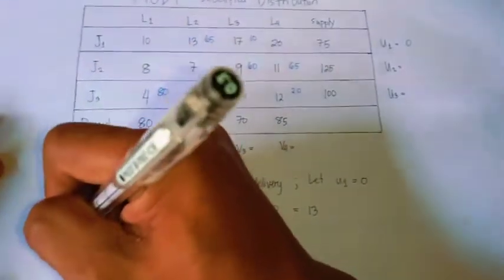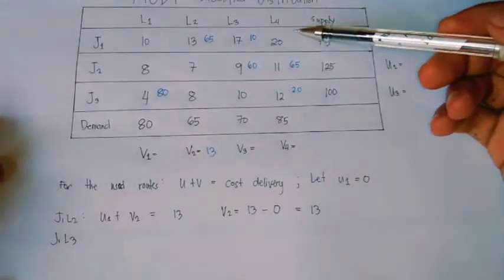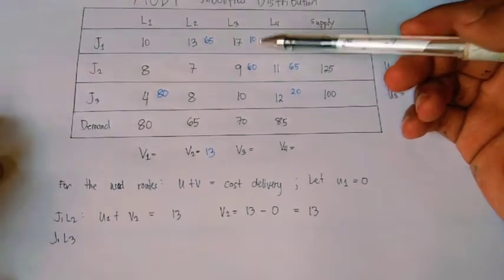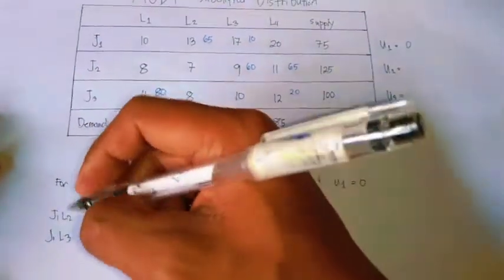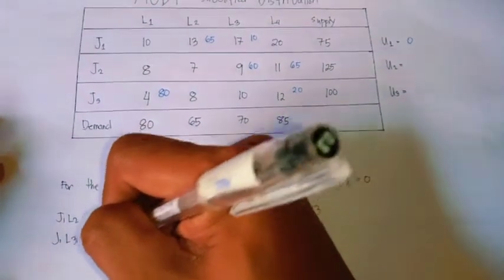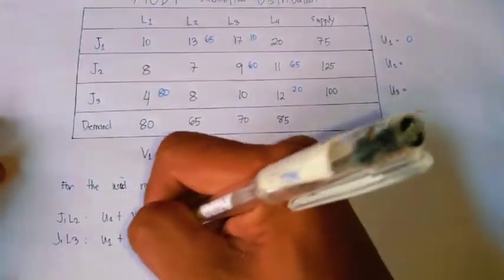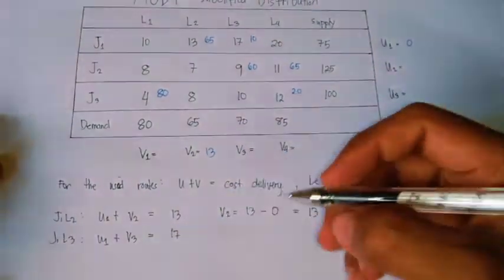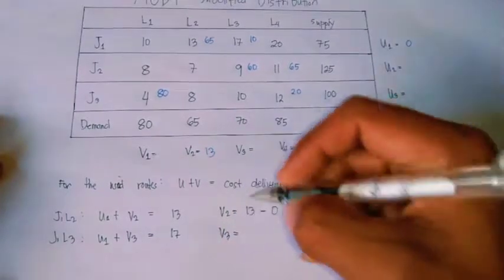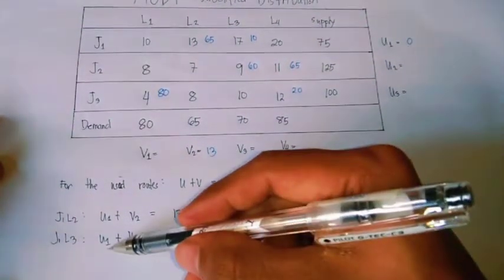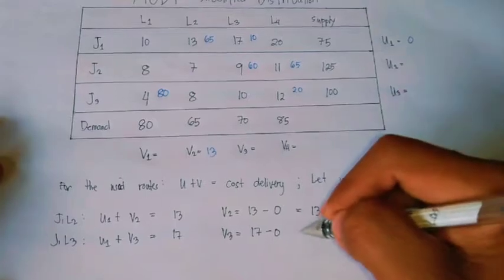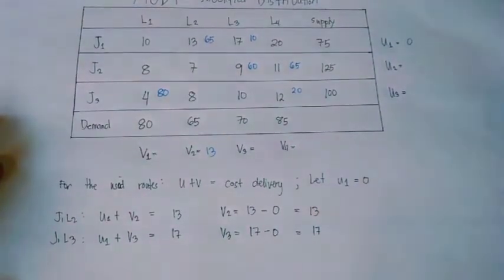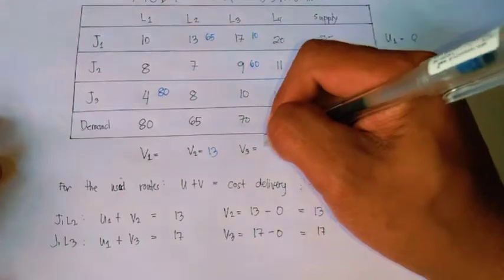So next, J1 L3, which is 17. So U1 plus V3 is equal to 17. To get V3, 17 minus the value of U1, which is 0, is equal to 17. So our V3 is 17.